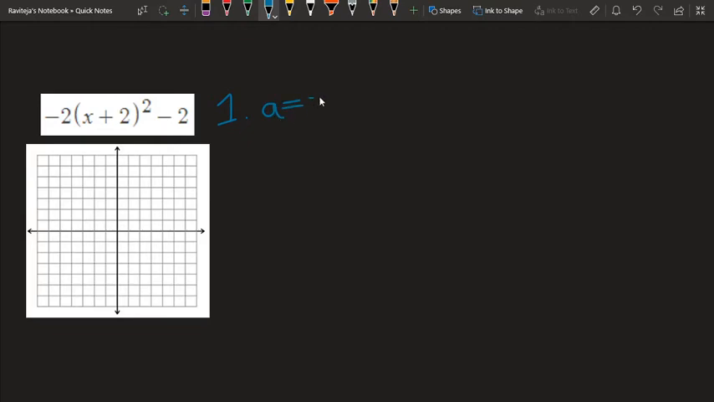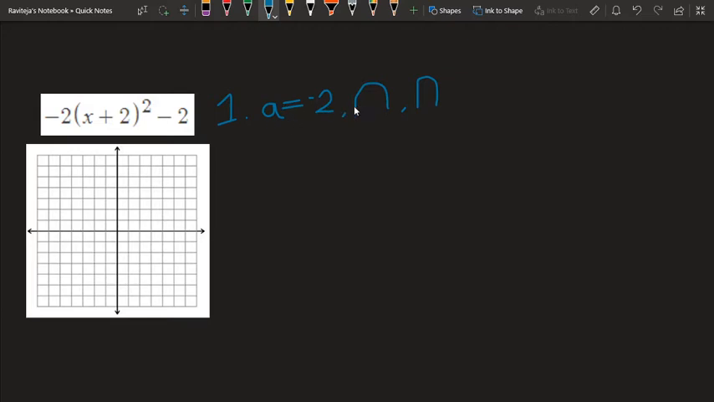So now we know that since a is negative, the graph opens down. It's decreasing. In addition, we also know that a is negative 2, so that means a is less than negative 1. So that means there's going to be a vertical stretch. It's going to be narrower. So that's something important to know when we're talking about the general shape of our graph.